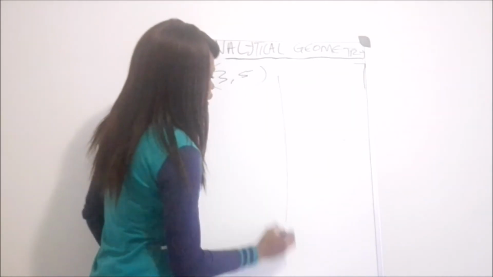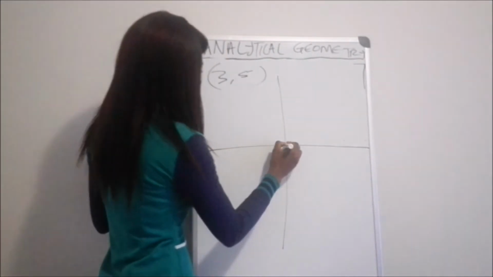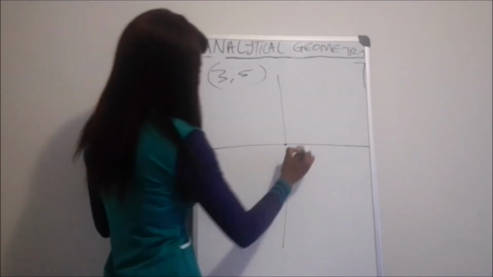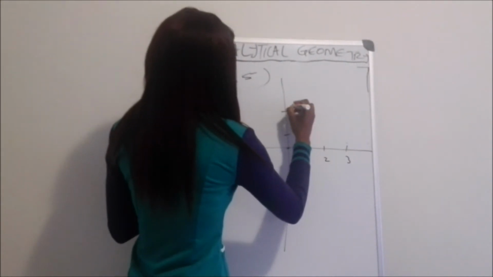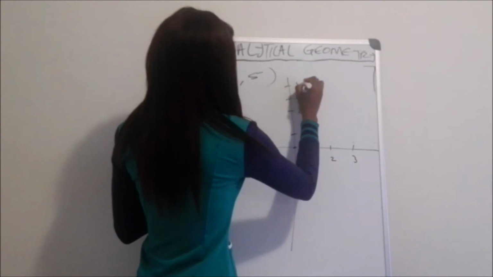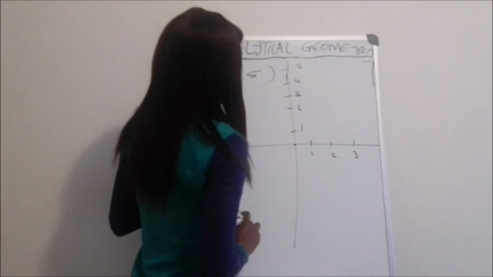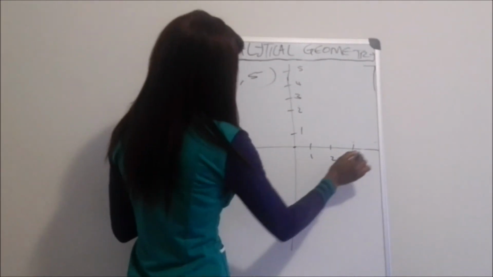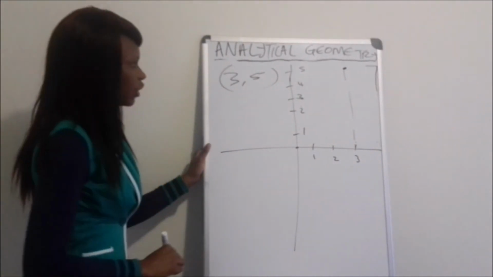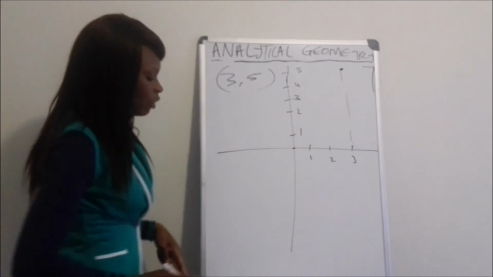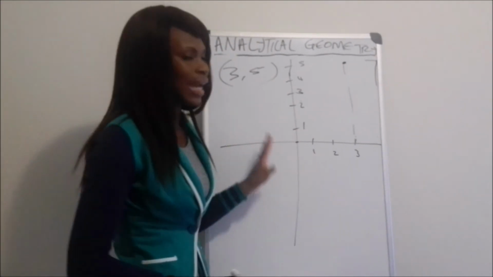What we need to do is to draw, so that you can have a view of how this would look. So we have 1, 2, 3 on the x-axis, and on the y-axis we have 1, 2, 3. This is not drawn to scale. So we have our point there, which is (3, 5).